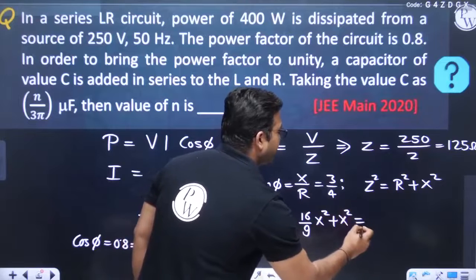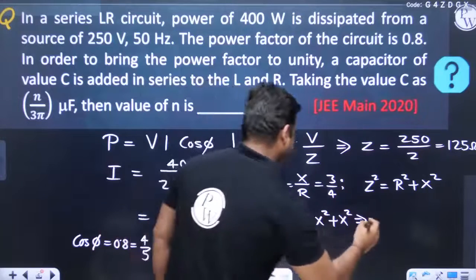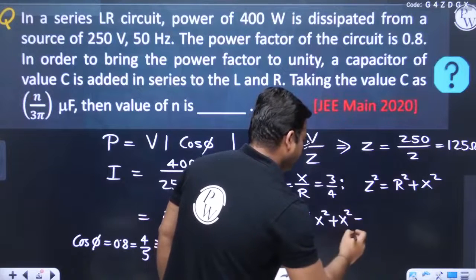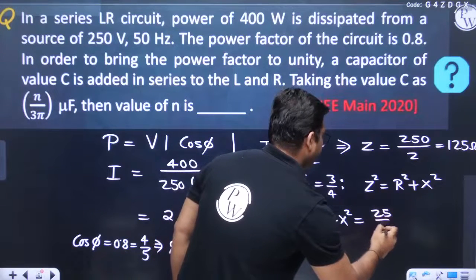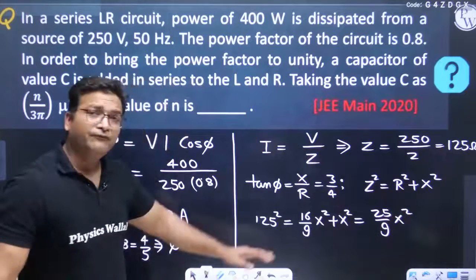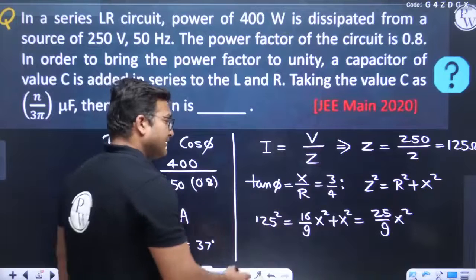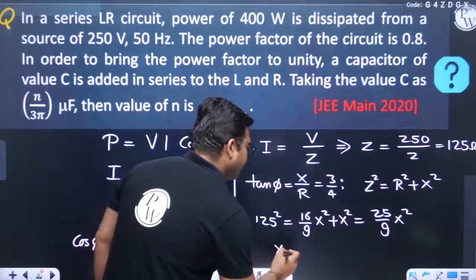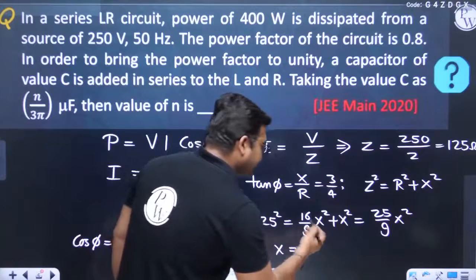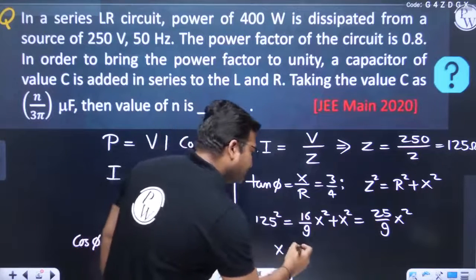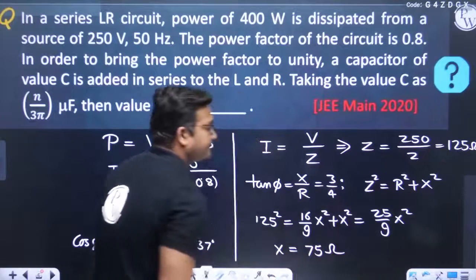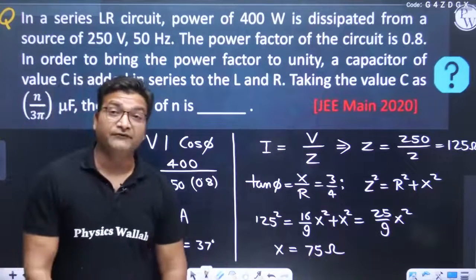That will be equal to 25 by 9 x square. If you solve from here, you will notice that x is going to be, what is x going to be? So let's cancel, x will be equal to 75 ohms. X will be equal to 75 ohms.